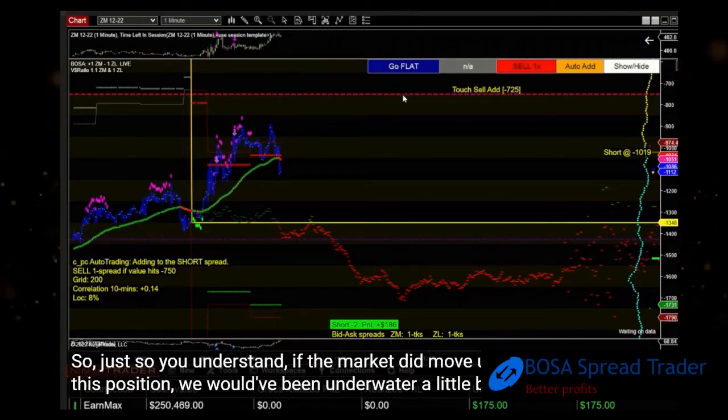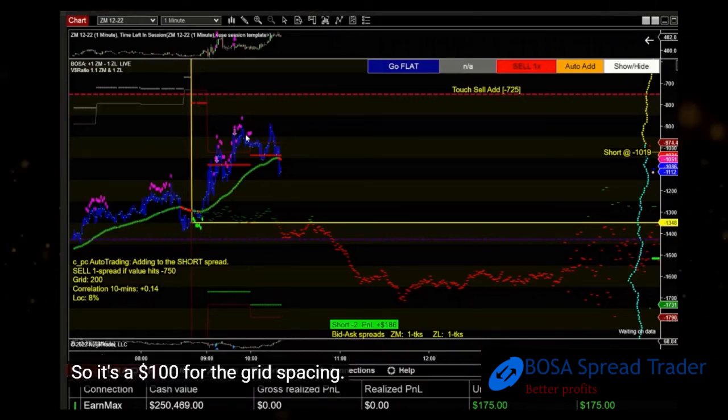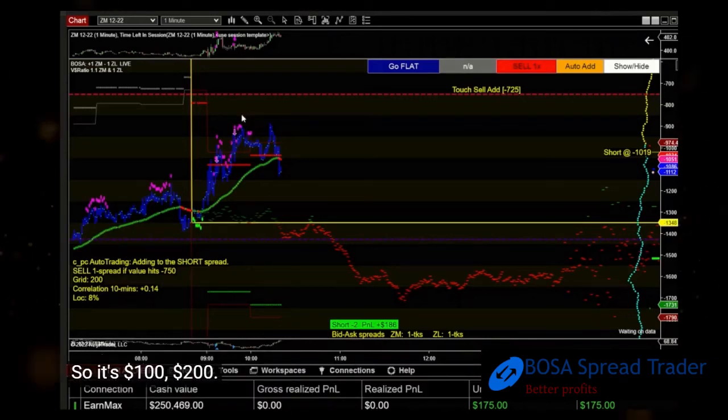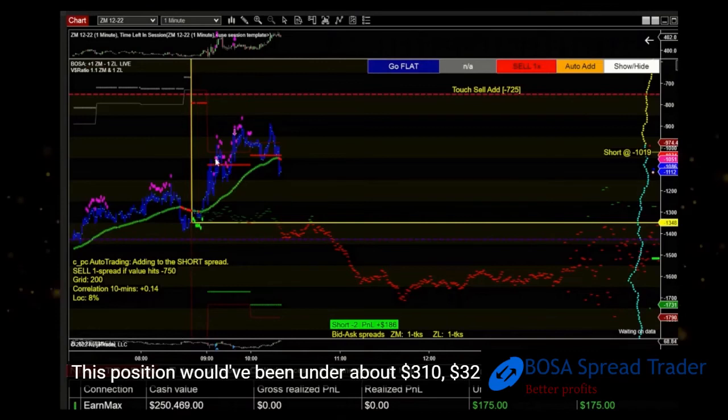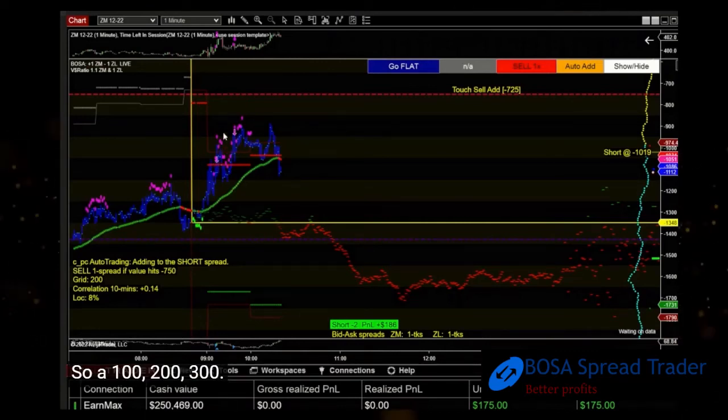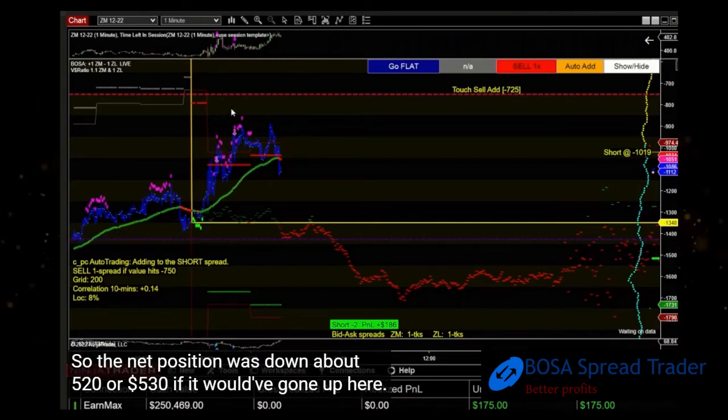So just so you understand, if the market did move up to this position, we would have been underwater a little bit. So it's $100 for the grid spacing. So it's $100, $200. So this position here would have been underwater $200. This position would have been under about 310, 320. So 100, 200, 300. So the net position was down about $520 or $30 if it would have gone up here.